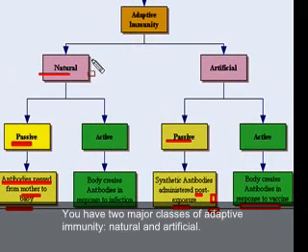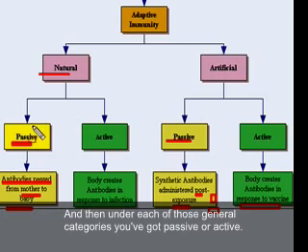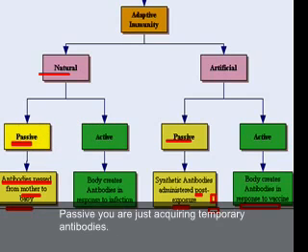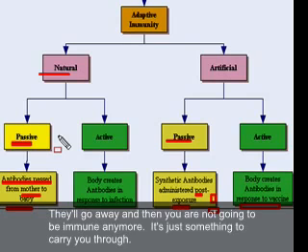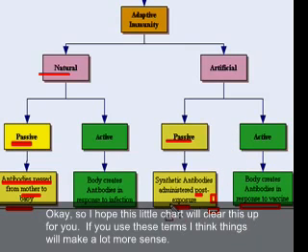You have two major classes of adaptive immunity, natural and artificial. Artificial, there's medical intervention. Natural, there's not. And then under each of those general categories, you've got passive or active. Passive, you're just acquiring temporary antibodies. They'll go away, and then you're not going to be immune anymore. It's just something to carry you through. Active, your body's going to create antibodies which generally are going to last long term, possibly for your whole life. Okay, so I hope this little chart will clear this up for you. And if you use these terms, I think things will make a lot more sense.